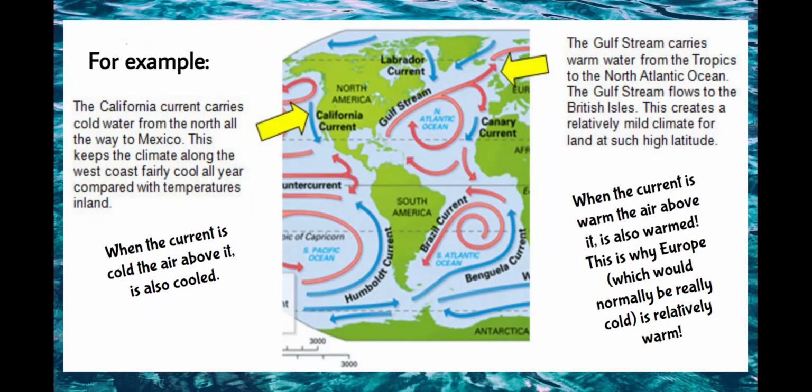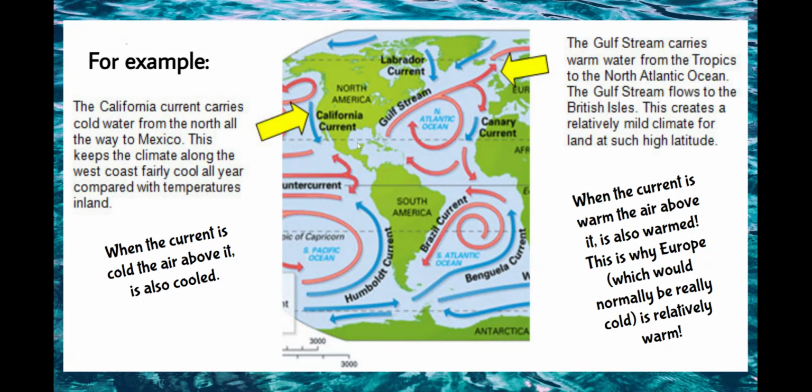So for example, I see a blue arrow here moving along California. This is called the California current, and this ocean current is moving away from the poles and back towards the equator, which means it's a fairly cold current, which means the air mass above it is fairly cool, and that's why California's climate is so cool all year round.